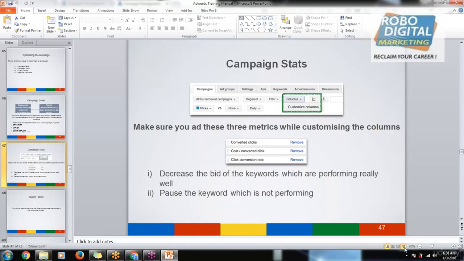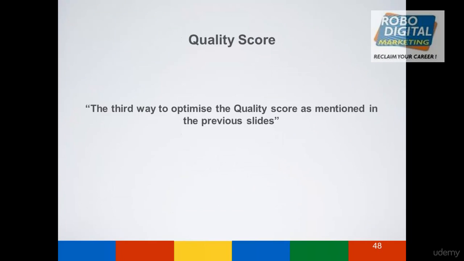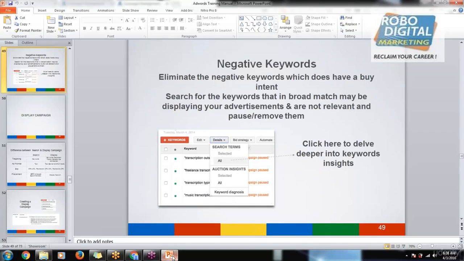You can add n number of columns into it. These are a few of the columns I have shown you. The quality score I have already told you about yesterday. The quality score is of keywords, not the campaign.